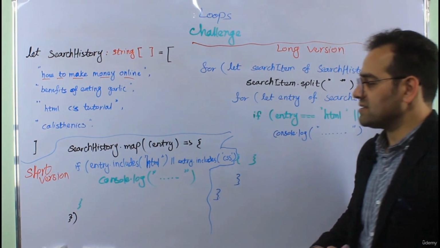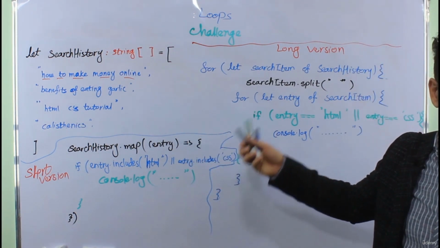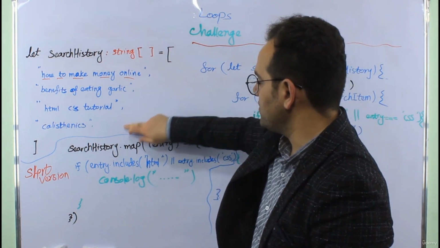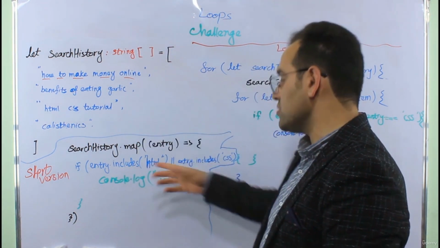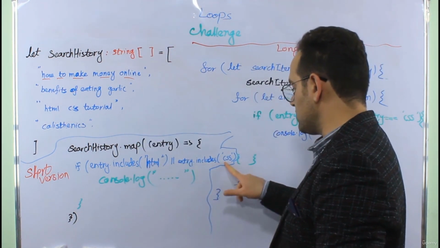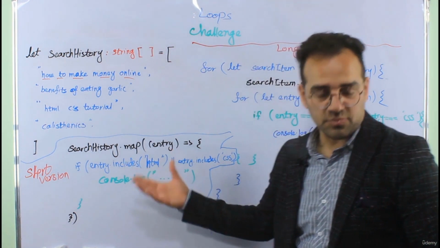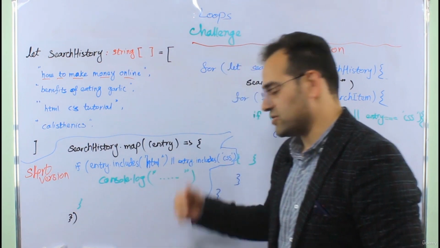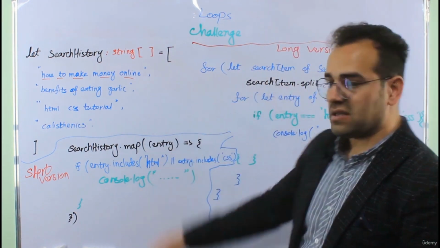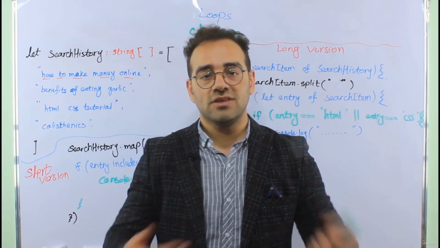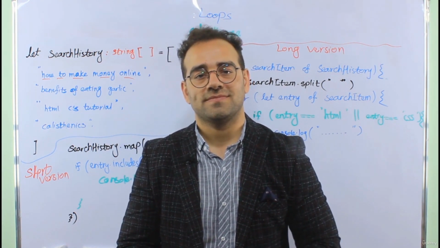Cool. So we got search history, map, and we basically do an entry. This entry is going to be every individual item, and then we say includes HTML or it includes CSS. If that is holding true, then we are basically printing that to the console. So that is it. This is all available to you in the resource files. That's it. See you in the next challenge.